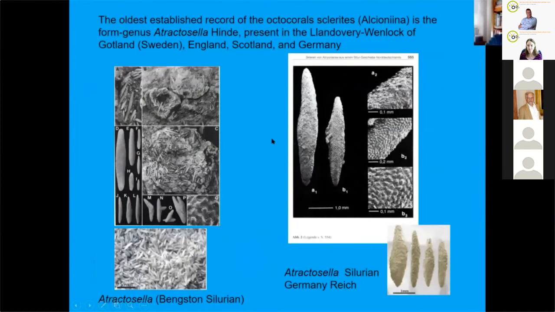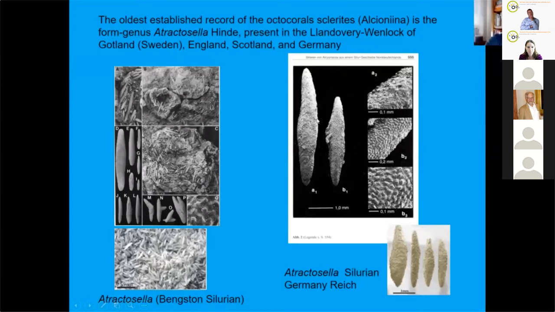The oldest record of true sclerite elements in the octocorals, the Alcyonina, came from the Silurian, the genus Atractosella Hinde, from Gotland, described by Bengtsson in the Silurian of England, Scotland, and Germany. In Atractosella, found by Bengtsson, there is a kind of association, but no connection, or at least no organic connection, is seen in these small elements in the Gotland species. The isolated forms are found by Rage in Atractosella from the Silurian of Germany.